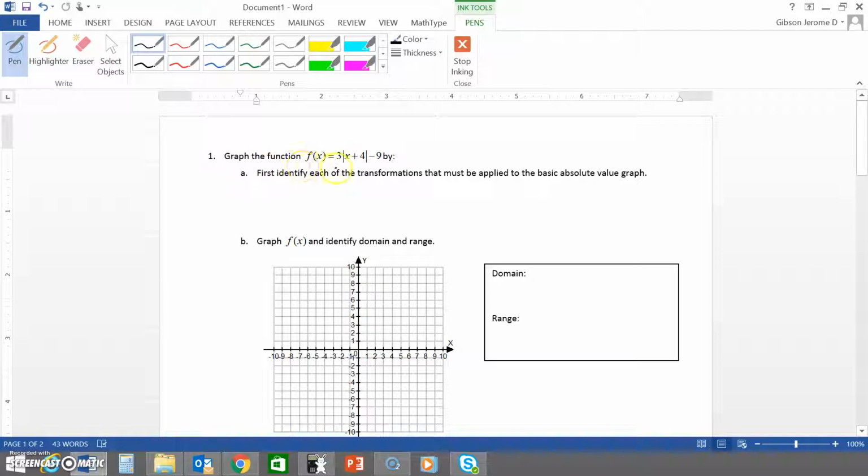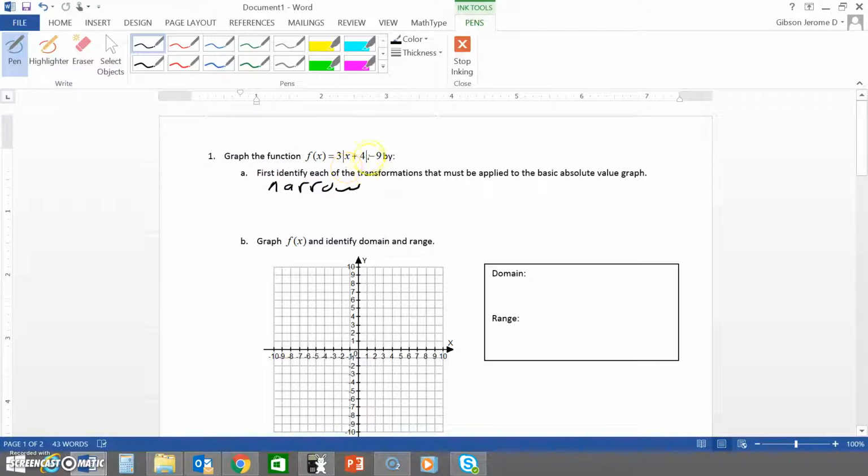It says graph the function f of x is equal to 3 times the absolute value of x plus 4 minus 9. And they want us to first identify each of the transformations that must be applied to the basic absolute value graph. First of all, since we know our a value here is higher than 1, we know it's going to be narrow.